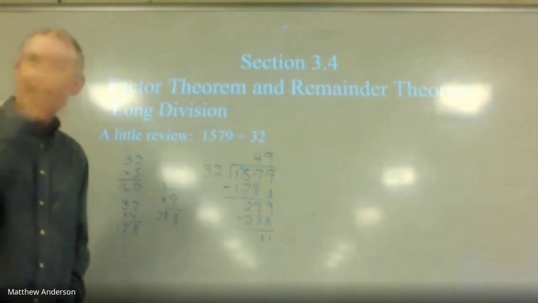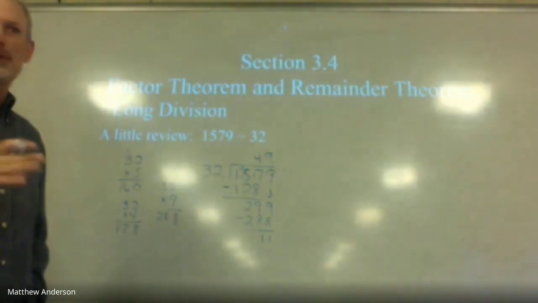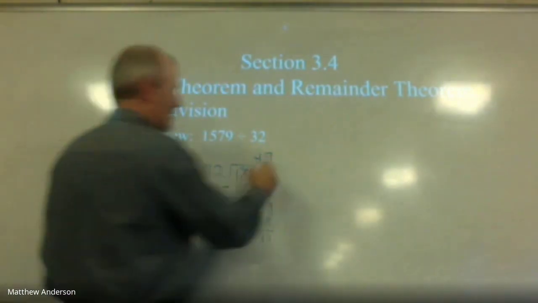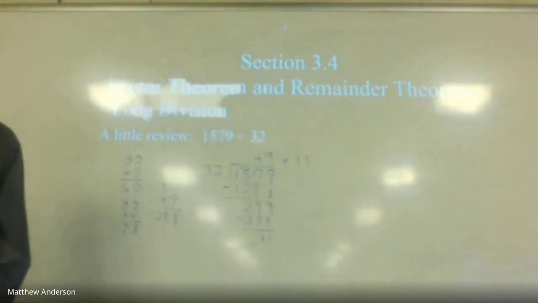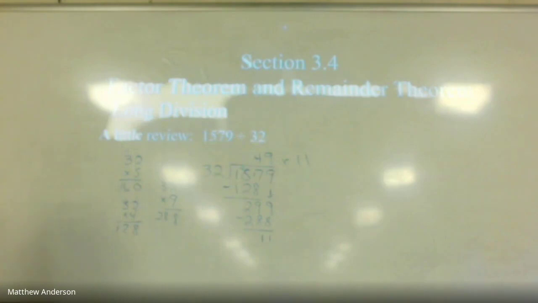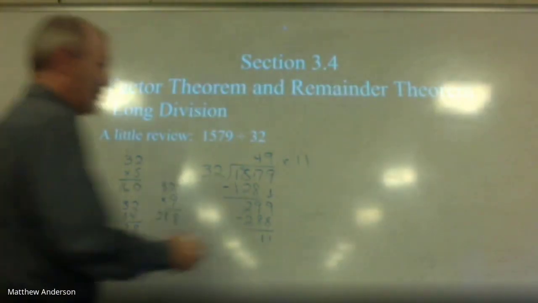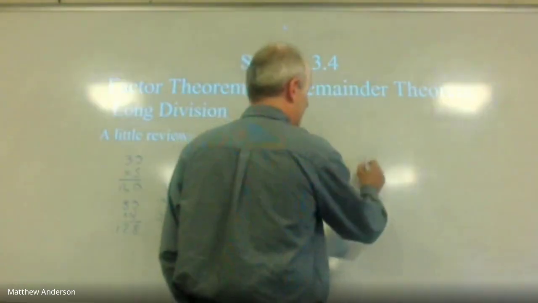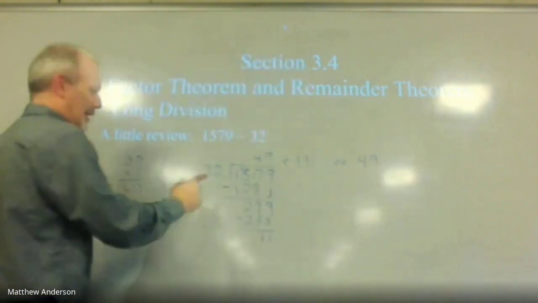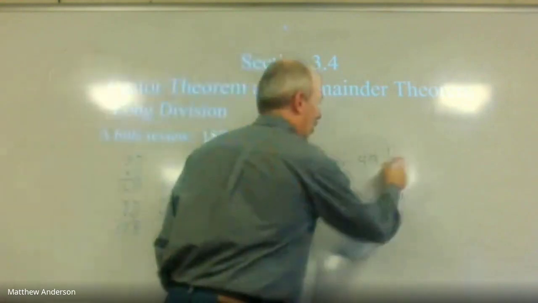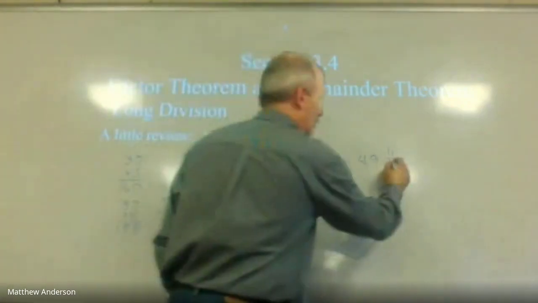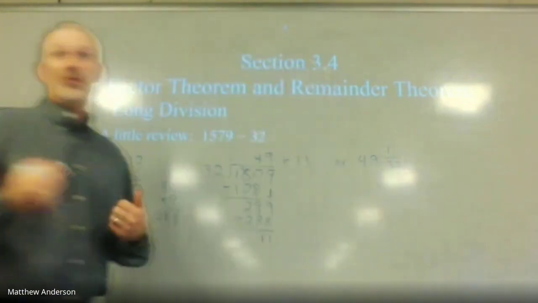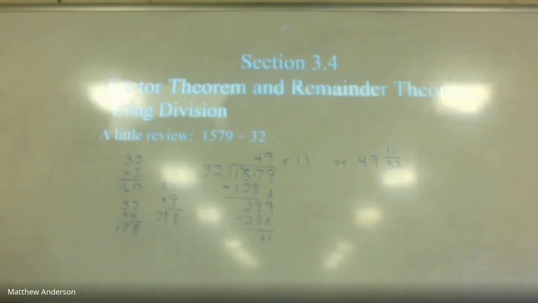And then there are 2 ways we're going to write our answer. If you go back to way, way back when you first learned division, when it didn't come out evenly, sometimes we would write this as remainder 11. Do you remember doing that in the past? Okay. So that's one way we could have written it, or the other way we could have written it was 49 and 11 over the number we divided by, over 32. We could have written it as a fraction. And those are the 2 ways that we're going to be writing these when we do polynomials.